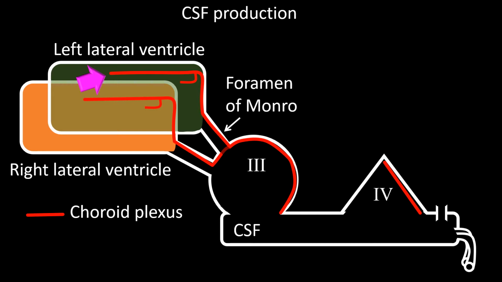The fourth major location of the choroid plexus is the lateral ventricle. Not only is the choroid plexus present at the floor of the anterior horn and body of the lateral ventricle, but it is also attached to the roof of the inferior horn of the lateral ventricle.